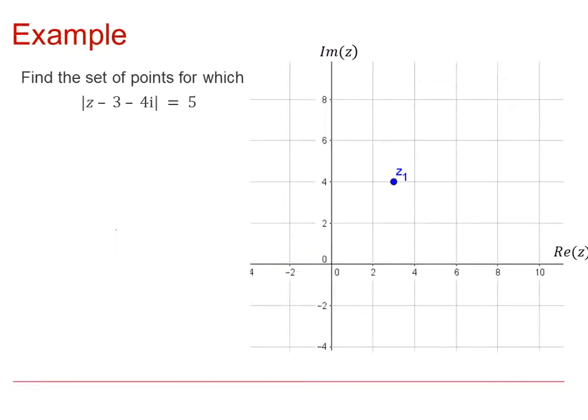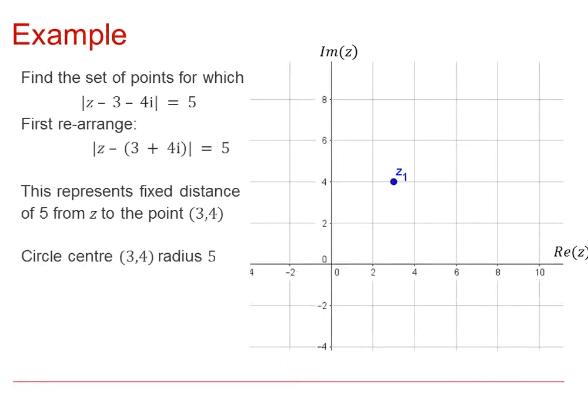Let's consider this example. To find the set of points for which the modulus of z minus 3 minus 4i equals 5, we would first rewrite the modulus as the modulus of z minus (3 plus 4i) equals 5. That then decides what z1 is, in this case 3 plus 4i. The equation now represents a fixed distance of 5 from the variable point z to the point (3, 4) on the Argand diagram, and we know that this will give us a locus of a circle with centre (3, 4) and radius 5.